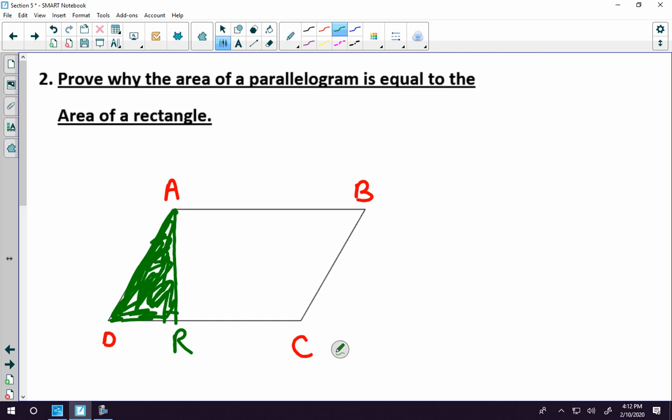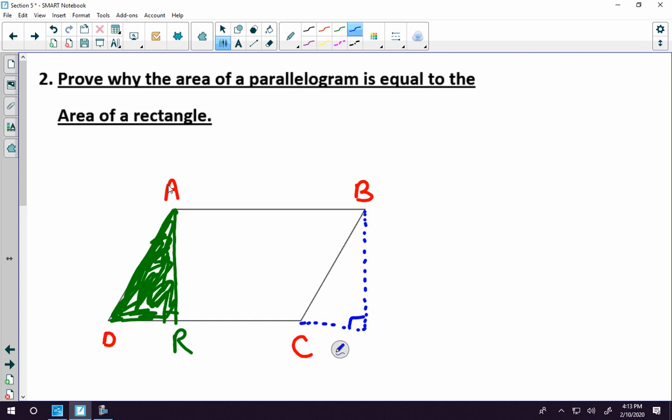If you can imagine taking this green triangle, cutting that green triangle off with scissors, and repasting that triangle right over here in blue, and then looking at that, what we just made was a rectangle, and now I'll shade that rectangle in blue. I'll say that again.